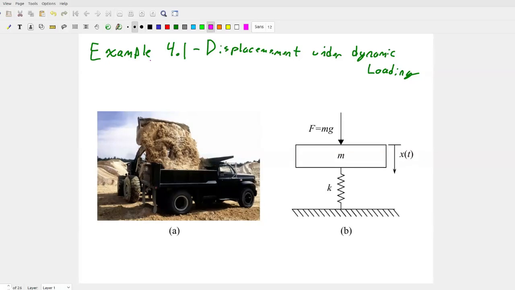Example 4.1, displacement under dynamic loading. A cool side story for this is back when I was an undergrad, before that I was an industrial mechanic, and I went into a bolt shop, a place to buy hardware and industrial supplies, and I was talking to the gentleman behind the desk, and I needed a bolt. He asked me how much weight I needed to hold. I said a number, and he asked if it was dynamic or static, and I said, why would it matter?